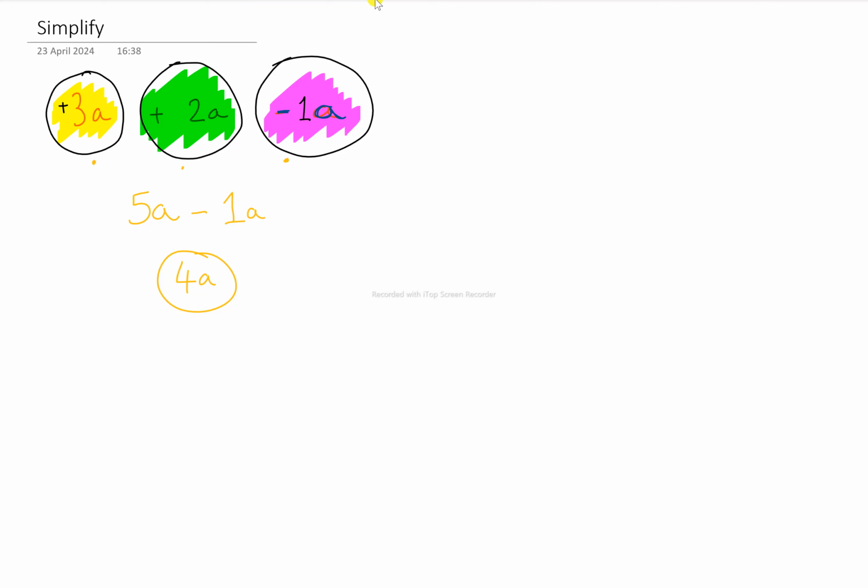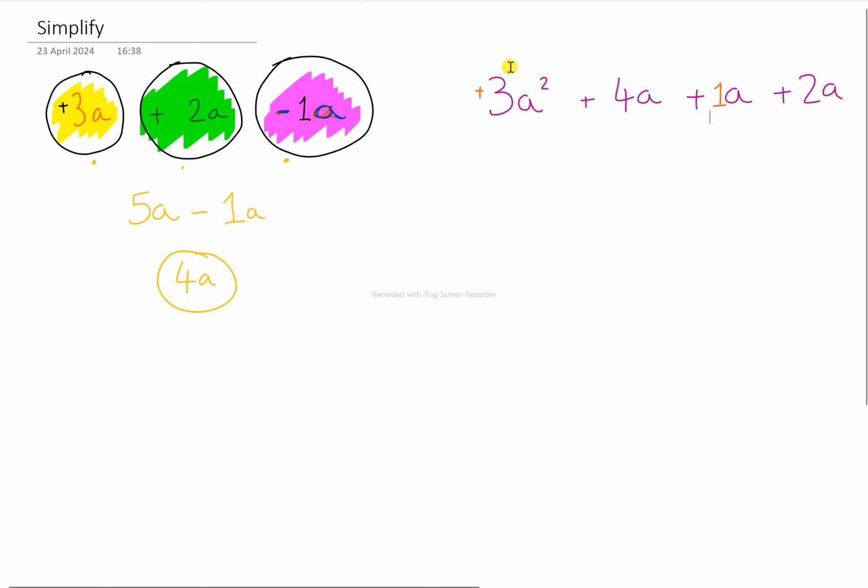Now, if I had this, 3a squared plus 4a plus a plus 2a. Now, if you notice, I've got 4 terms. So there's a plus there and there's a 1 there. So I've got 4 terms. So let me get the mouse. 1, 2, 3, and 4.